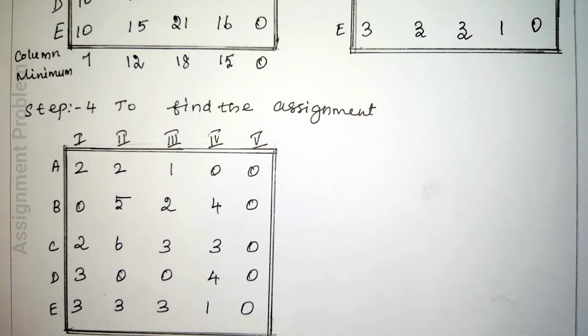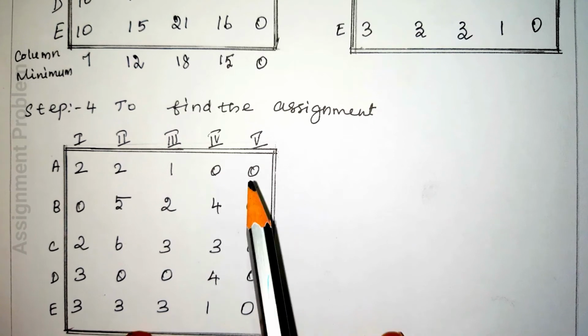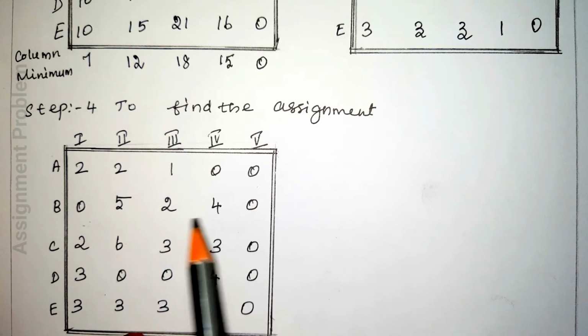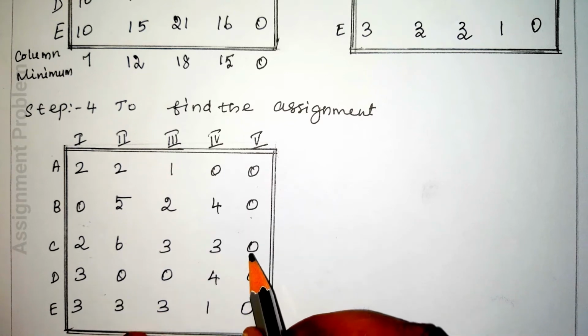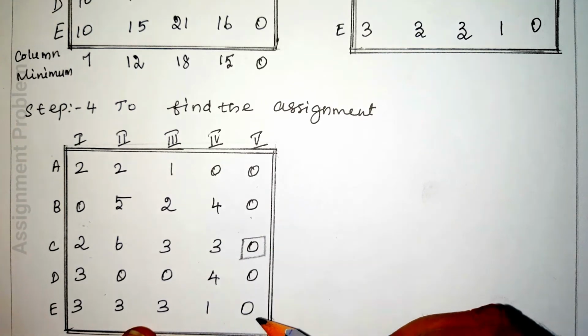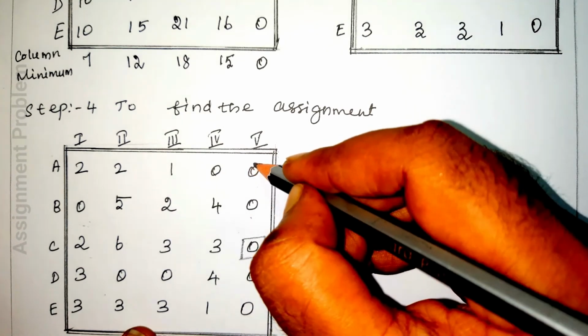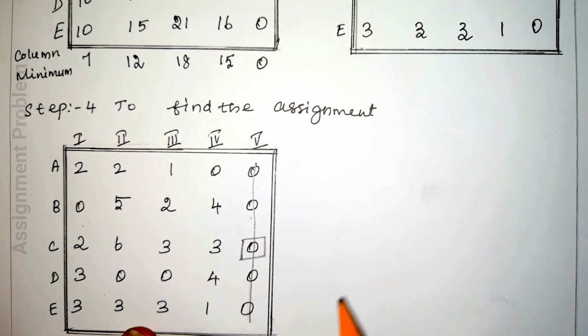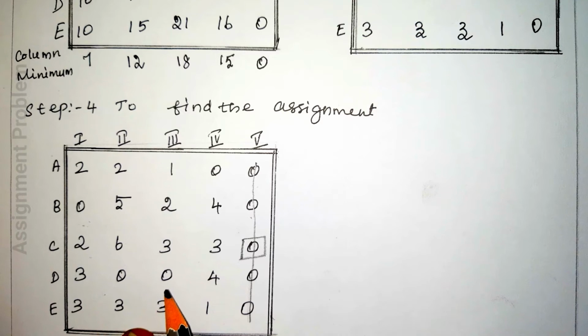For finding the assignment, we have to go for row scanning first. In the first row, we have 2 zeros, so skip that row. In the second row, we have 2 zeros, so skip that row. In the third row, you have one 0, so you put a square mark. Once you put a square, you have to draw a vertical line passing through that 0. The fourth row, you have 2 zeros, so skip that row. In the fifth row, no 0.